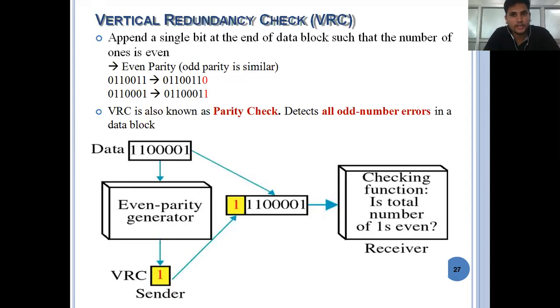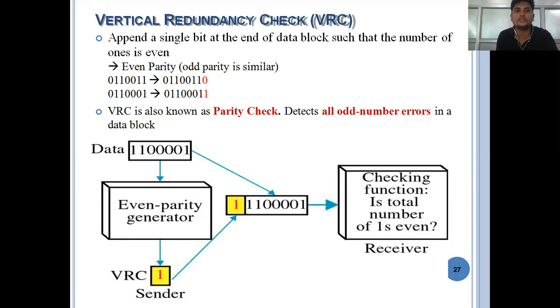So first one, vertical redundancy check. What happens in the vertical redundancy check? A single bit is appended at the end of the data block such that the number of ones is even. So even parity or odd parity. I think you guys covered even and odd parities in your computer organization subject. If the number of ones is even, that is called even parity. If the number of ones is odd, that is called odd parity.